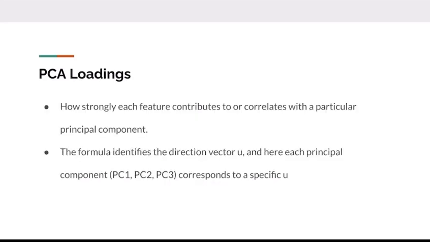Another important concept is this idea of PCA loadings. As I said before, each principal component is a linear combination of the original features. So each feature has a number associated with it, and that just explains how important it is to that particular principal component.